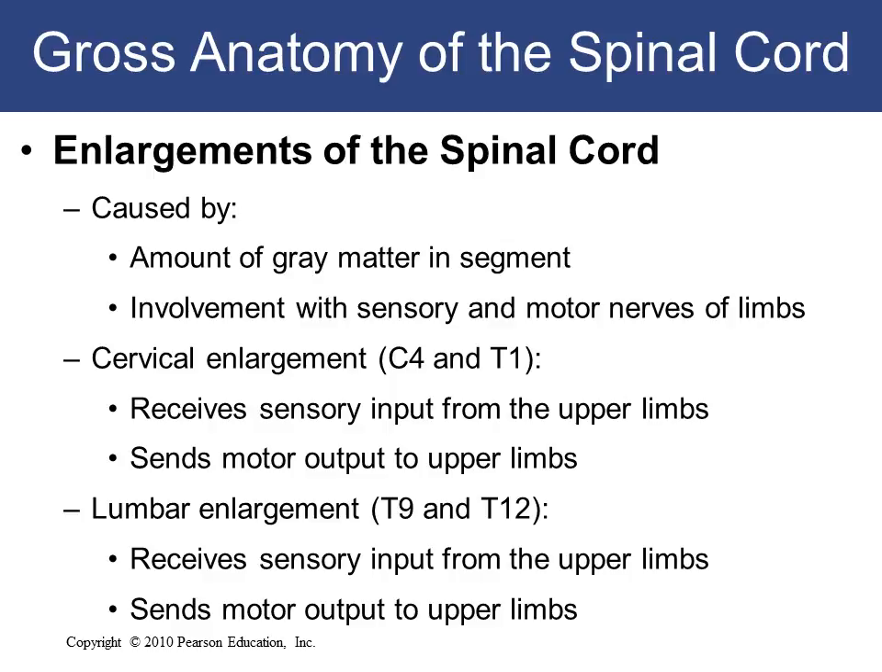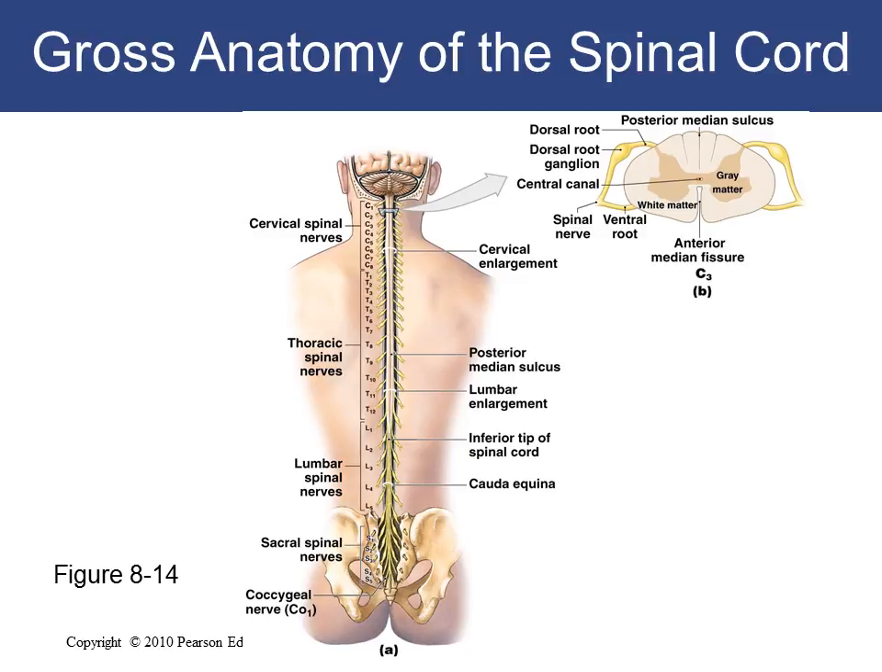The second enlargement is the lumbar enlargement, which is between T9 and T12. It also receives sensory input from the lower limbs and sends motor output to the lower limbs. So the cervical enlargement is innervating the upper limbs, while the lumbar enlargement is innervating the lower limbs. So this is the structure of the spinal cord, showing us the two enlargements.